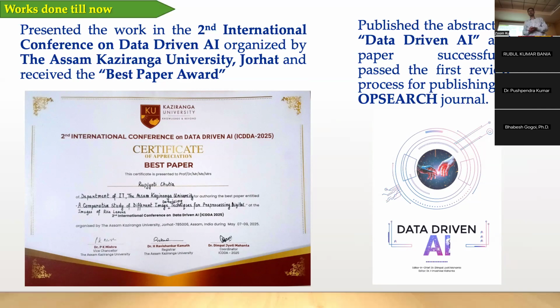And the abstract was also published in Data-Driven AI, and the paper prepared on the findings was submitted to a journal, and it has passed the first review process.